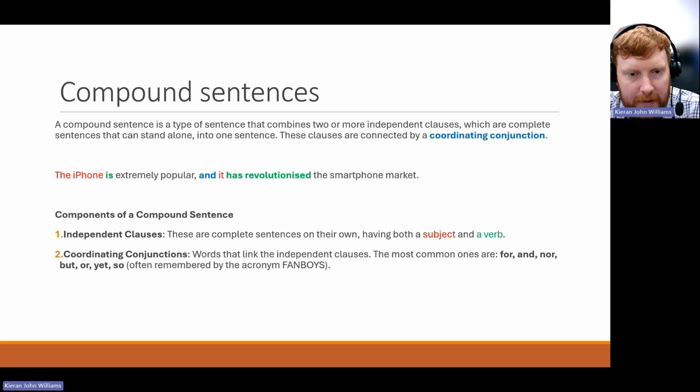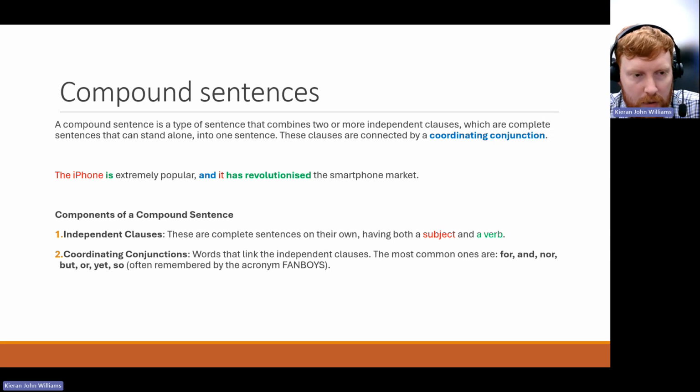All right. And then what you're doing is those complete sentences can stand alone, but we're actually connecting them together into one sentence. Okay. And normally they are connected by something called a coordinating conjunction. Now, don't worry about that word too much. It is just a special word that we use to connect two sentences or two clauses together.